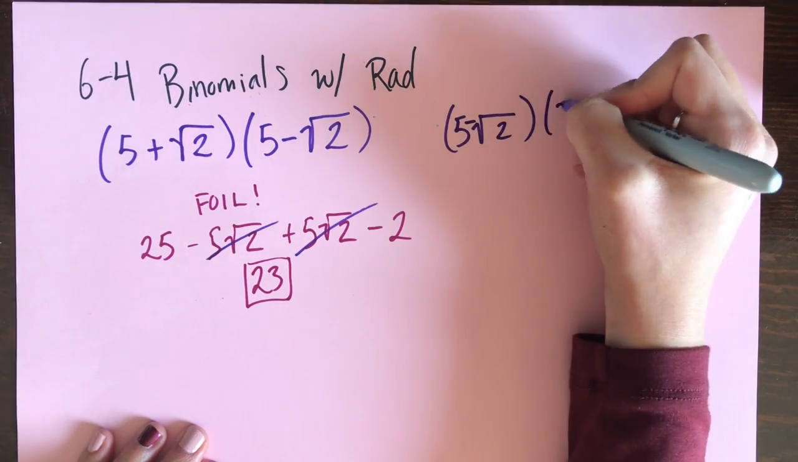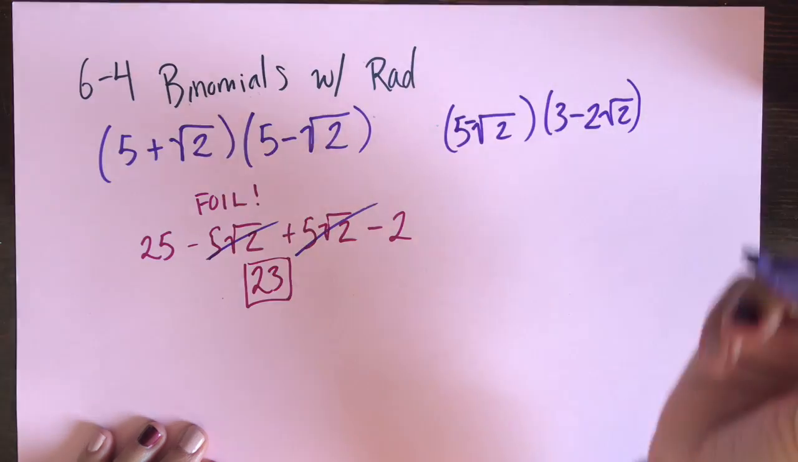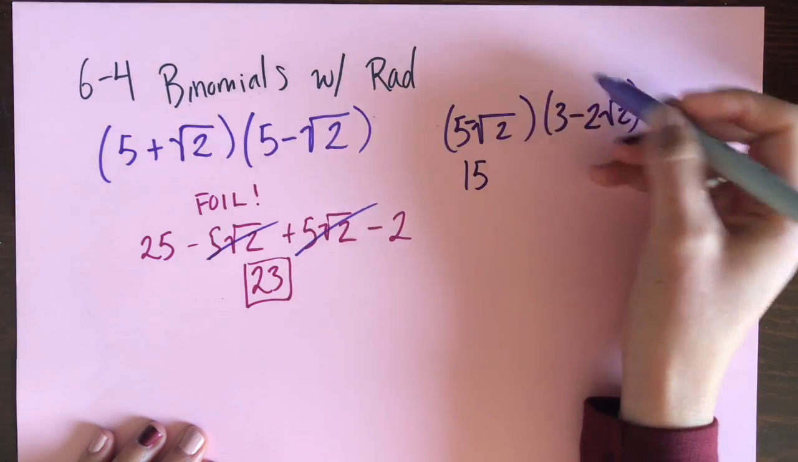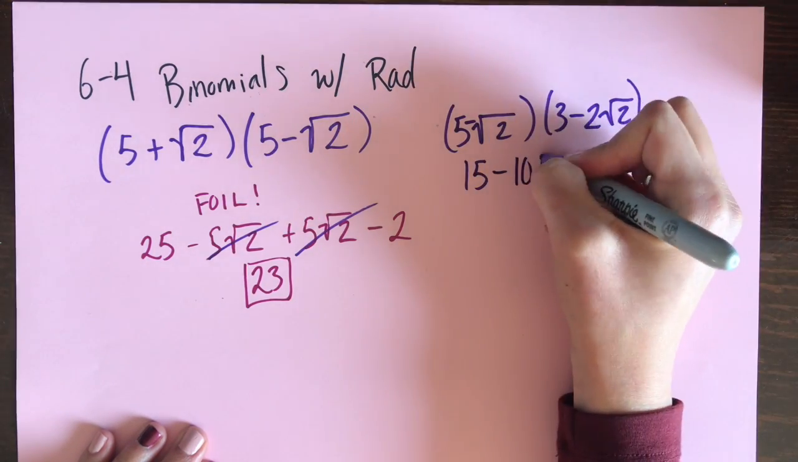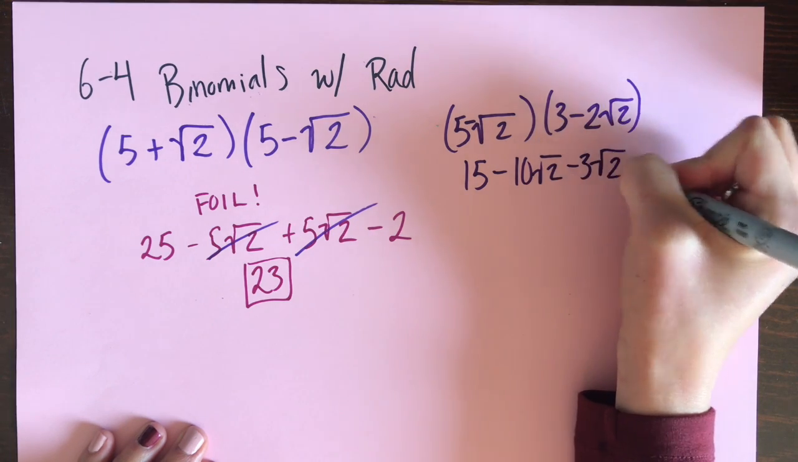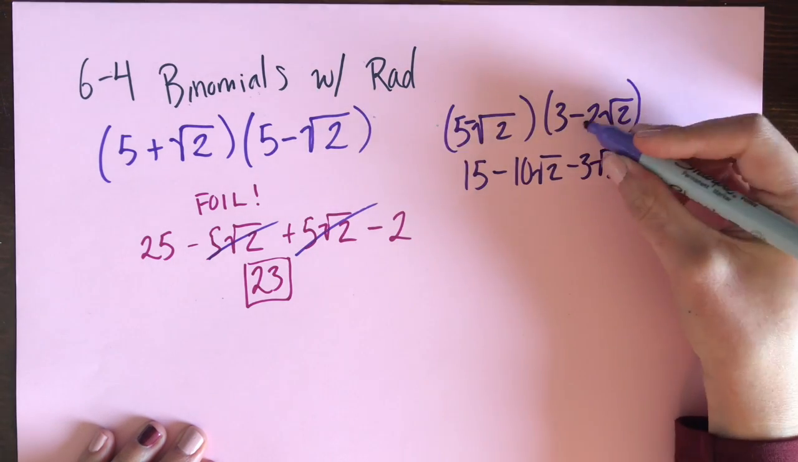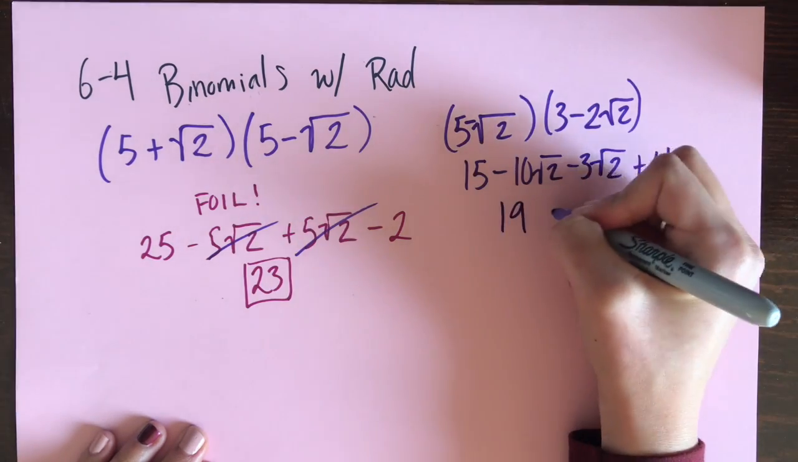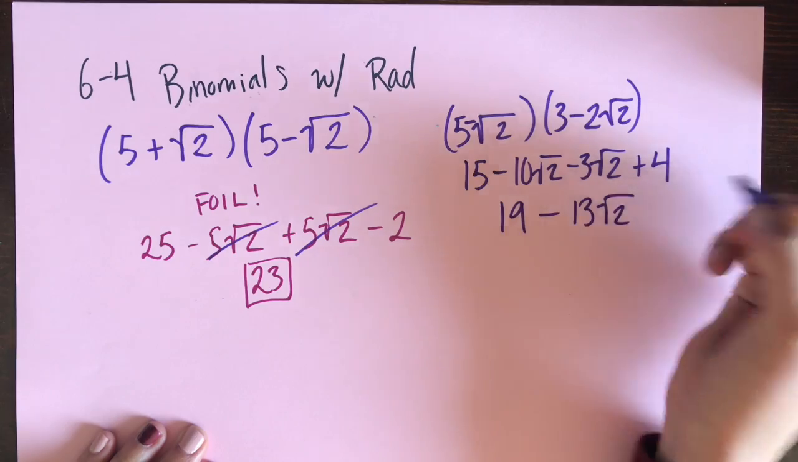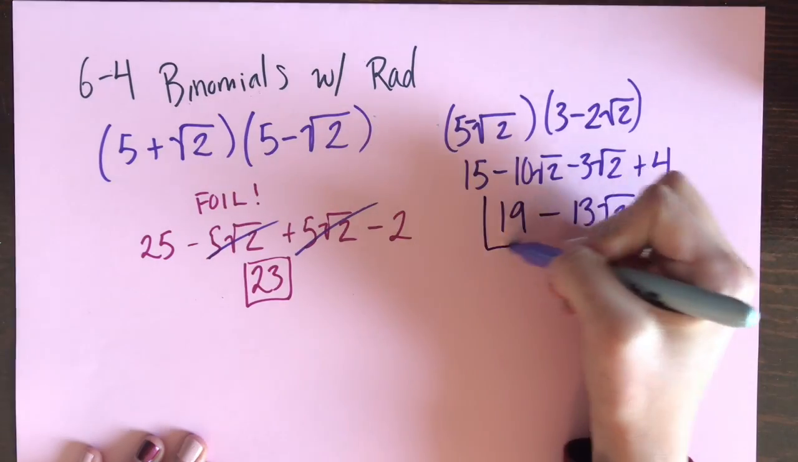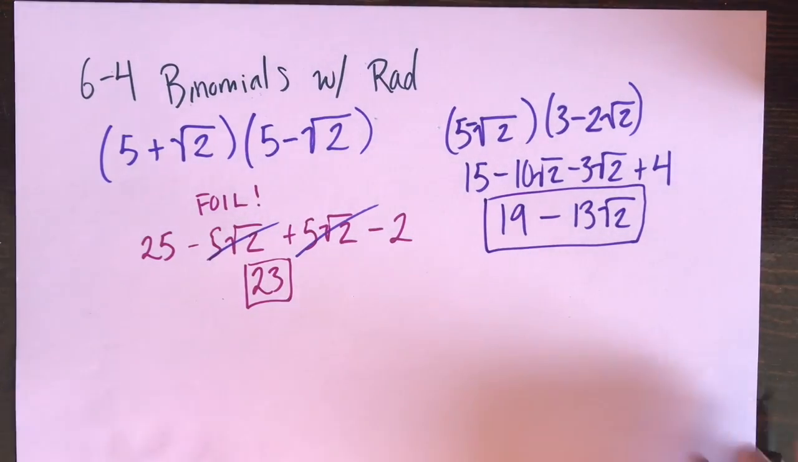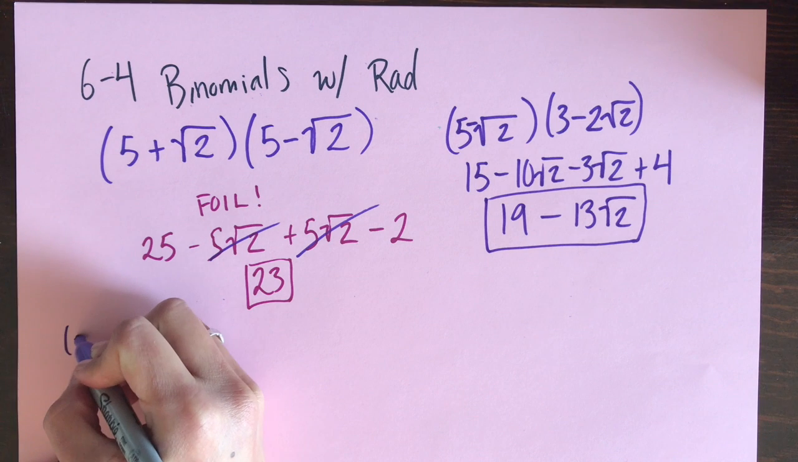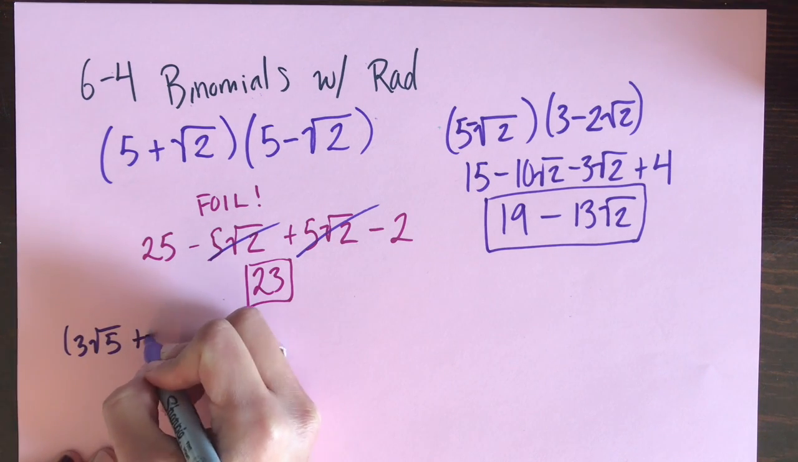Let's do another example where we have 5 minus rad 2 times 3 minus 2 root 2. The first term becomes 15, and then we have minus 10 root 2, then minus 3 root 2, and then if I multiply those last 2 things, I'm going to end up with 4, because the rad 2 and the rad 2 multiply to be a 2, and then there's another 2 there, so it becomes 4. I combine all the like terms, the rad 2's and the regular numbers, and I end up with 19, which is 15 plus 4, minus 13 root 2, which is the same thing as negative 10 root 2 minus 3 root 2.